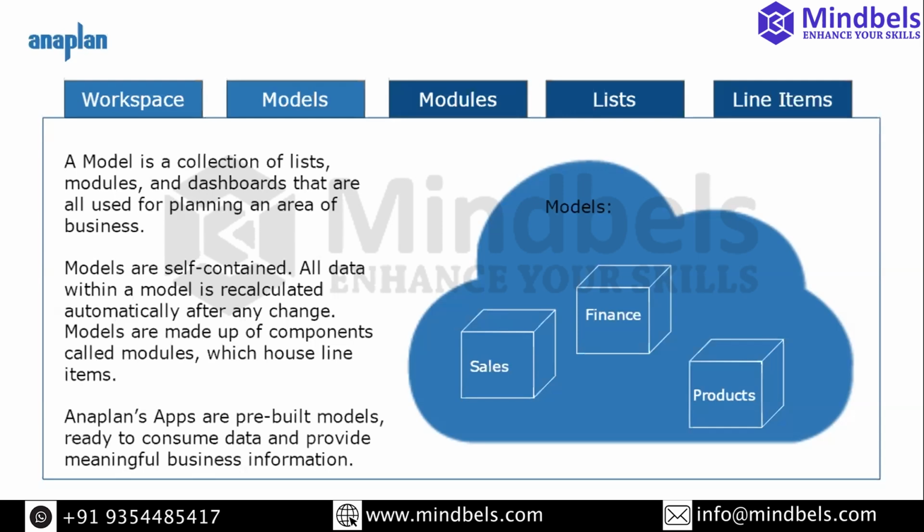Here, you have one cube for sales, one for finance, one for product. Usually, we will not do it like this. If you want to plan the sales side of the business, you keep one workspace and build multiple models pertaining to sales. For finance, you will have a separate workspace, because unless you want to merge anything between sales and finance, you don't go within the same workspace.